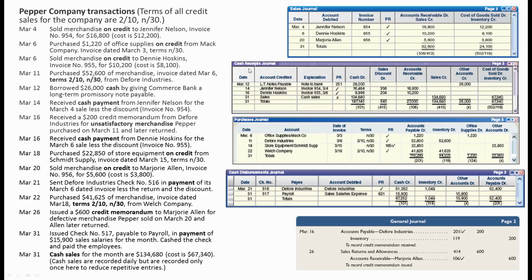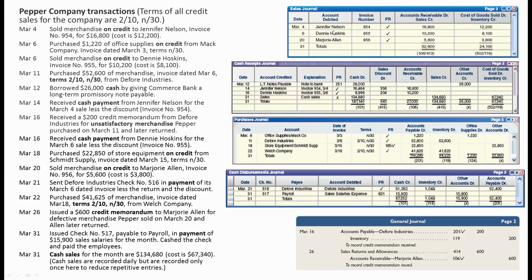Then they have a cash receipts journal to record all cash receipts and also to record any cash sales. Then we have a purchases journal that will record all of our purchases that were done on credit. And then we have a cash disbursements journal that will record all cash that's disbursed. Then anything that's not done on credit or is not a cash transaction will be recorded in the general journal.